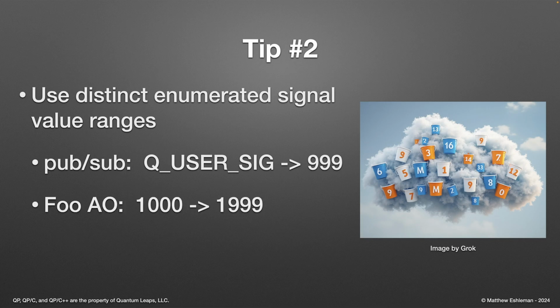And then each active object would then get assigned a range. You could track this in a header file, or you could just put it in your documentation, and each developer would need to adhere to it. But the foo active object in this case is only allowed to use 1,000 to 2,000, or 1999, so the 1,000 range.